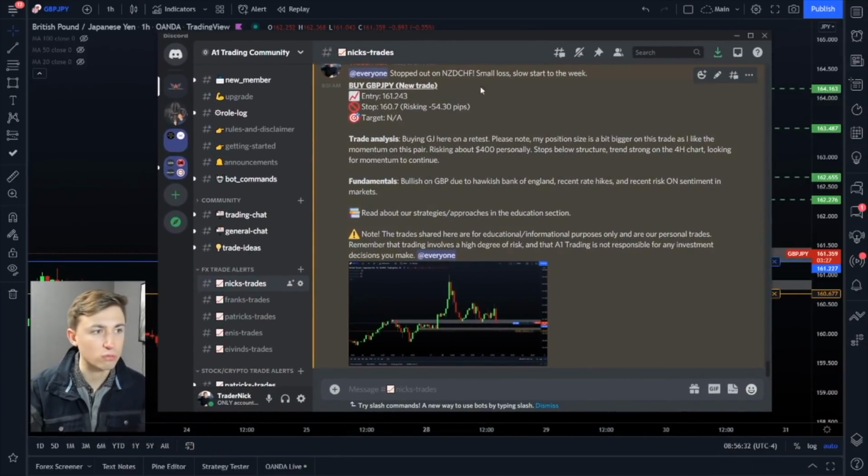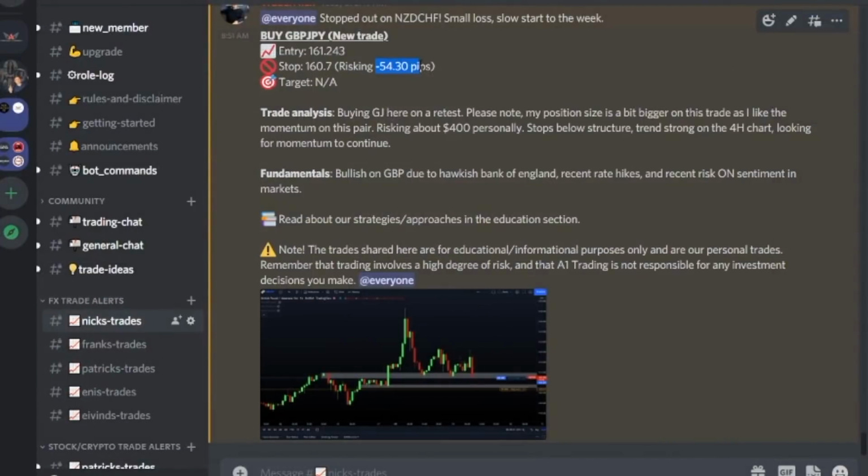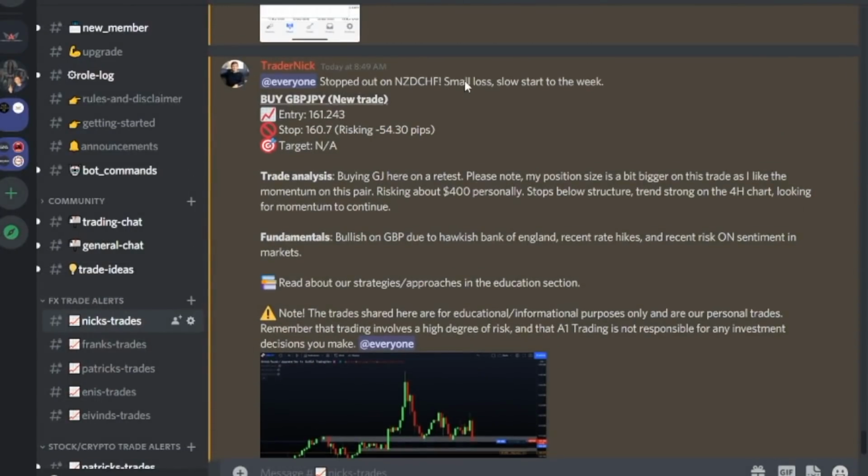Every trade I take goes right in here. So you can see I'm risking 55 pips here, give or take, on GBP/JPY. My entry is there. My stop loss called out to members, and here's the reasoning. I bought GJ. We just talked a little bit about the trend structure here, looking to the bullish side.